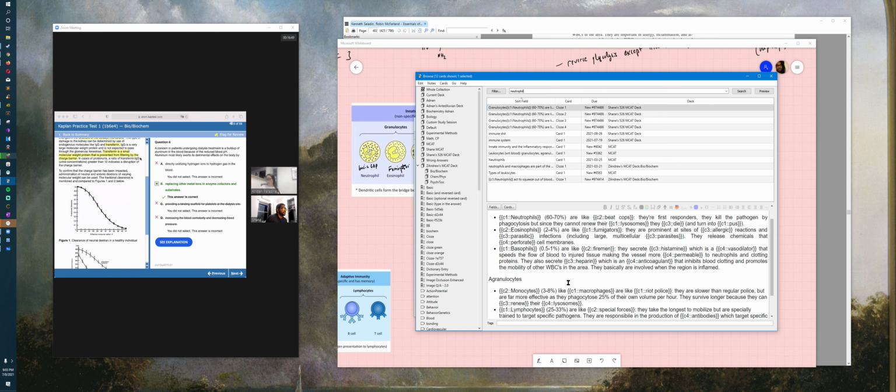Yeah, I gotta go over the... I didn't do the adaptive immunity yet, but I only skimmed the innate immunity.